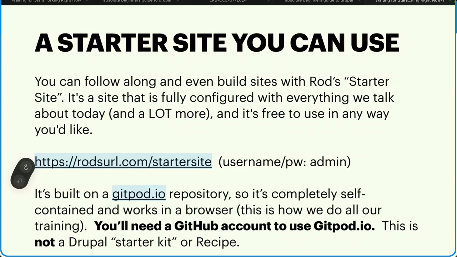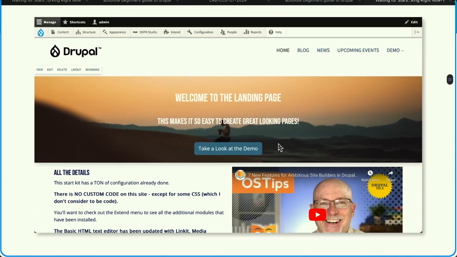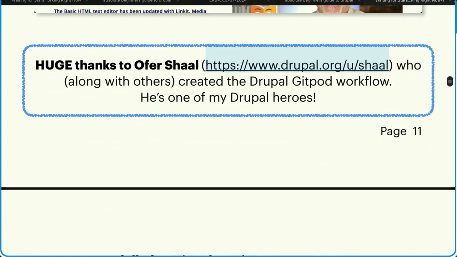Gitpod is completely free. You can set up 50 sites for free, 50 hours per month for free. It's how we do all of our training. The username and password to the site is admin and admin, and I'm about to show it to you. And again, it's yours if you want it. A huge thanks to Ofer Shaal, who's a developer down in Florida. He's the guy that set up Drupal on Gitpod initially, and I've just kind of forked it and done my own thing with it.